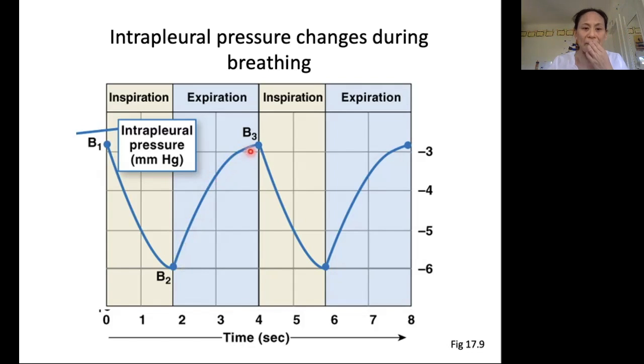Also I just want to note to you that intrapleural pressure is always subatmospheric. So these are relative to 0, right? So -3, -4, and so on, millimeters of mercury, okay?